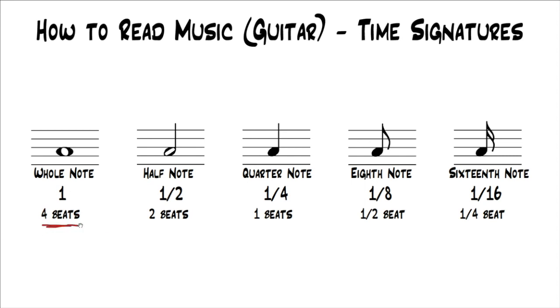A whole note would be 4 beats, which is 4 quarter notes. Half note would be 2 beats, which is 2 quarter notes. A quarter note would be the beat, so that would be 1 beat. An eighth note would be half a beat. A 16th note would be a quarter of the beat. So this is the most common way you're going to understand these note values.